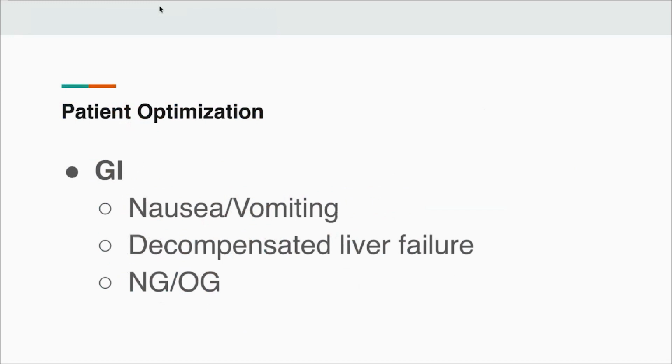When we look at the GI system, we want to know if the patient's nauseous. That'll make them an aspiration risk if they're vomiting. It also will tell us about their volume status. We want to know if they have liver failure and if they're decompensated, how they'll react to our medications that are metabolized by the hepatic system. And then, does the patient have a nasogastric tube or an orogastric tube? Sometimes if a patient's obstructed or is at risk for aspiration, we'll actually go ahead and place this preoperatively so that we can reduce the risk of aspiration when we go ahead with induction.